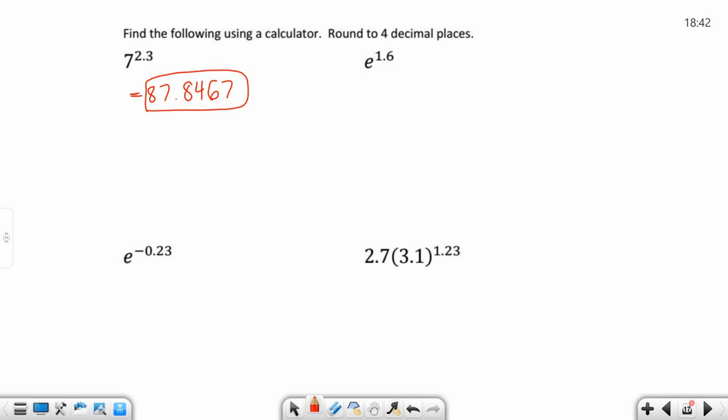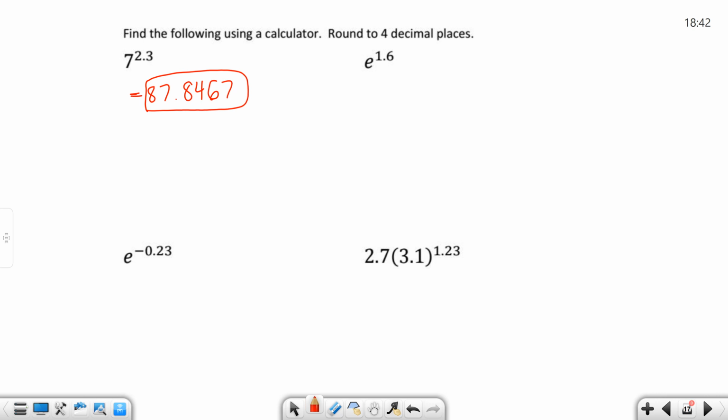All right. And let's think about this. Does it make sense, right? You plug something in your calculator, you automatically think, oh, it's right. No, the user has to know what they're doing too. So 7 squared is 49, and 7 to the third power is 300 and something, right? So, okay, yes, 80-something makes sense to be 2-point-something power. That makes sense.